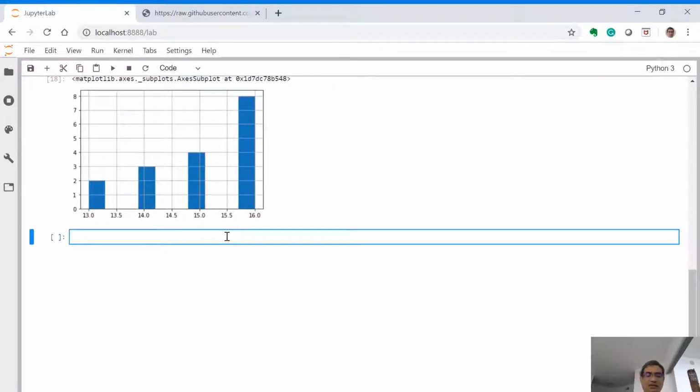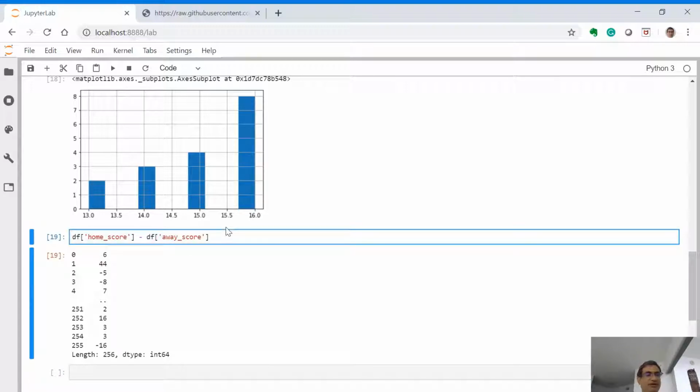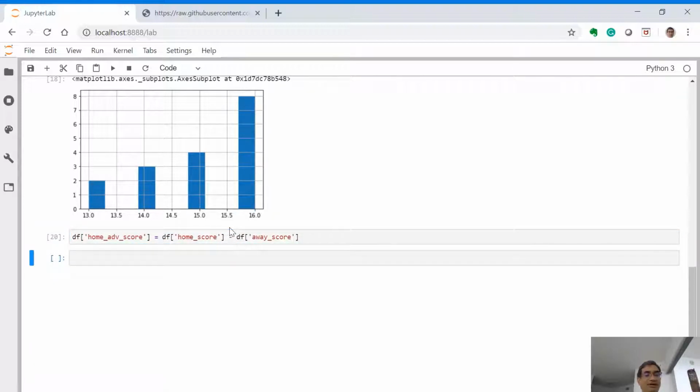Now you're asking, why are you making such a big deal of this? Is this important? Let me show you where I would probably use a histogram. I can take home score and subtract the away score. This gives me the difference between what the home team scored minus what the away team scored. I can take that and store it in a variable, let me call it home advantage score or something like that. So I've created a new variable in my data frame.